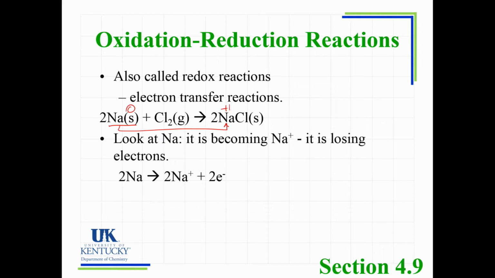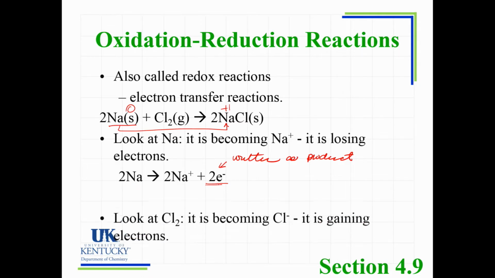And this would be how we would write what's happening with just the sodium, forgetting about the chlorine. The sodium with no charge, there are 2 of them, is becoming 2 sodiums with a +1 charge, and it lost 2 electrons. So those electrons have been removed. Losing electrons, removing electrons, they will be written as a product, okay? Written as a product, because they're no longer attached to the sodium, they've been removed.